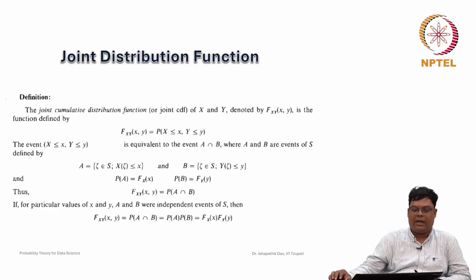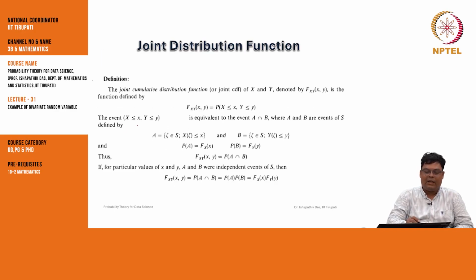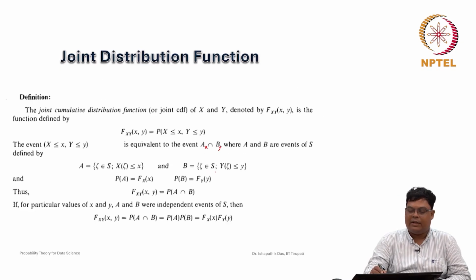So, the joint cumulative distribution function, or joint CDF, of X and Y, denoted by F_XY of x, y, is the function defined by F_XY of x, y equals the probability that X is less than or equal to x, Y is less than or equal to y. Now, the event X less than or equal to x, Y less than or equal to y is equivalent to the event A intersection B, which I denoted because it depends on X and Y. Here A and B are events in S defined by all zeta belonging to S such that X of zeta is less than or equal to x, and B is all zeta belonging to S such that Y of zeta is less than or equal to y. We have already defined this.